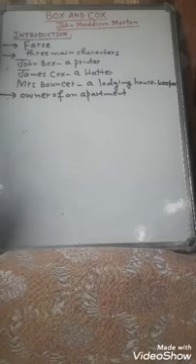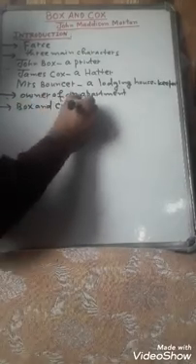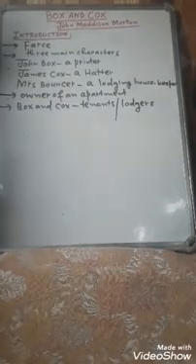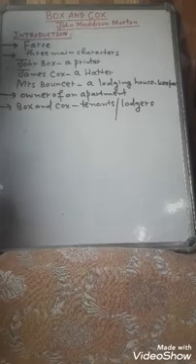Box and Cox are tenants or lodgers in her house. A person who pays rent for the use of a room, building, etc. to the person who owns it, that is called a tenant. So Box and Cox are tenants or lodgers in her house.